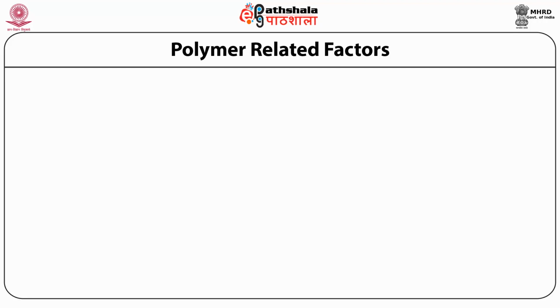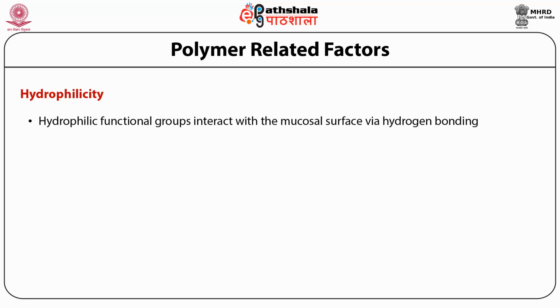In the last three slides, we had just visualized the various factors which affect mucoadhesion. Amongst them, the first category is the factors which are polymer related. The first factor which is polymer related is hydrophilicity. Mucoadhesive polymers having hydrophilic functional groups such as carboxyl and hydroxyl interact with the mucosal surface via hydrogen bonding.